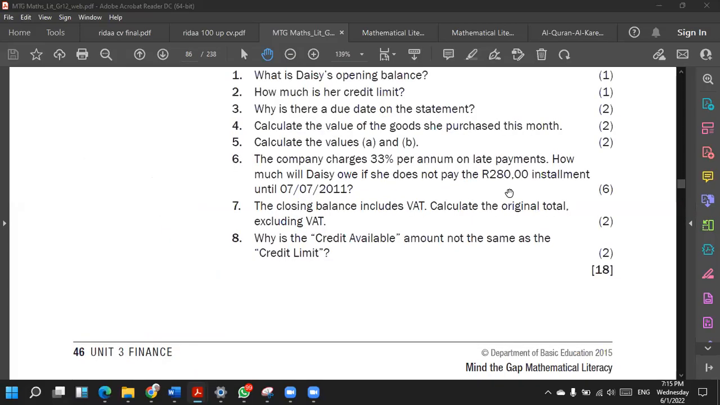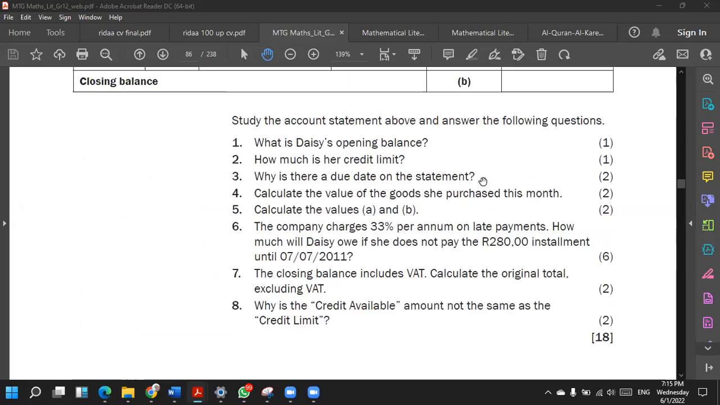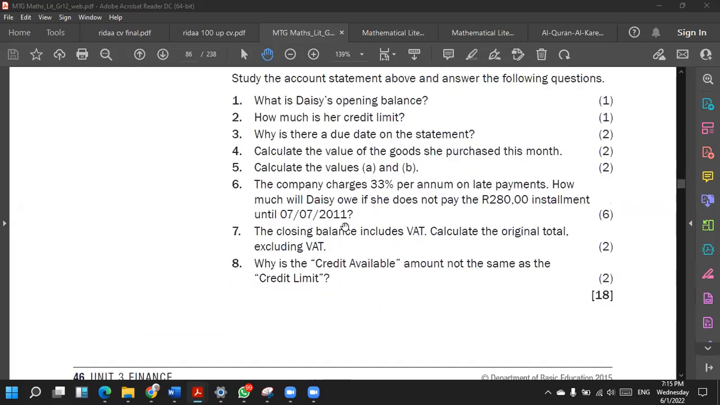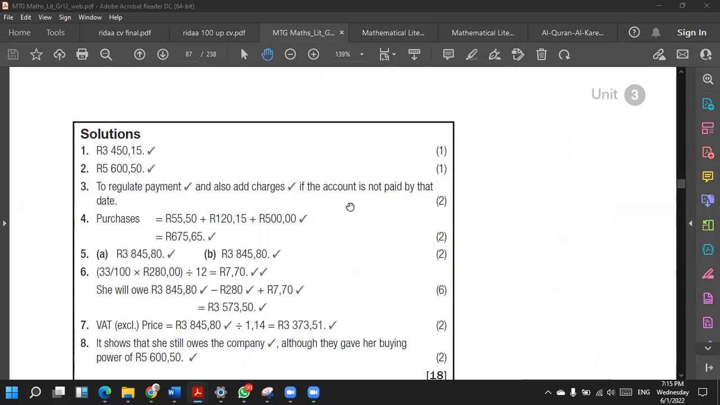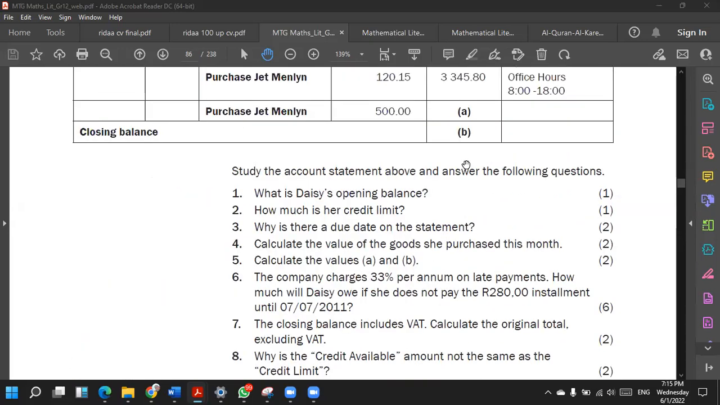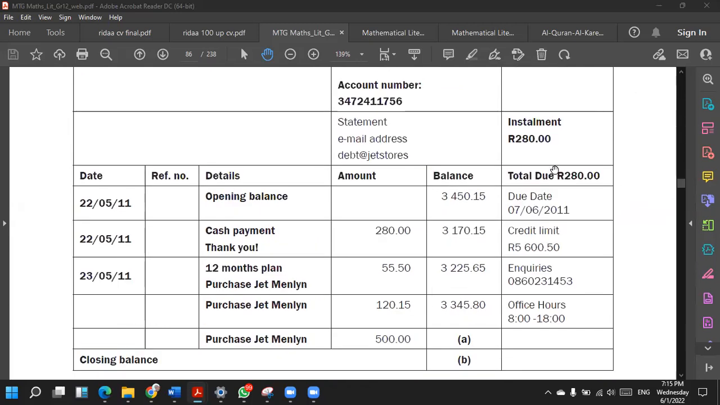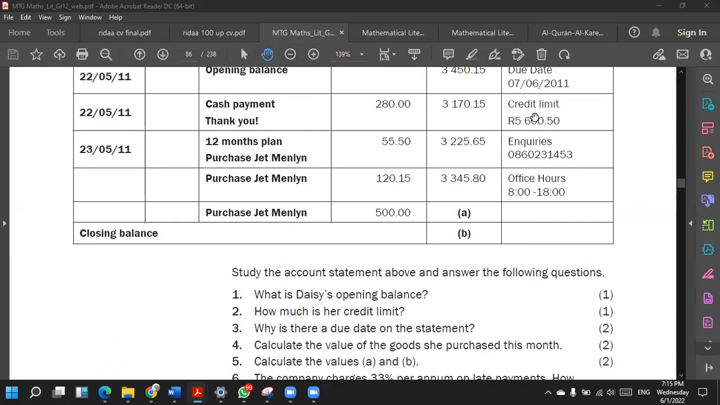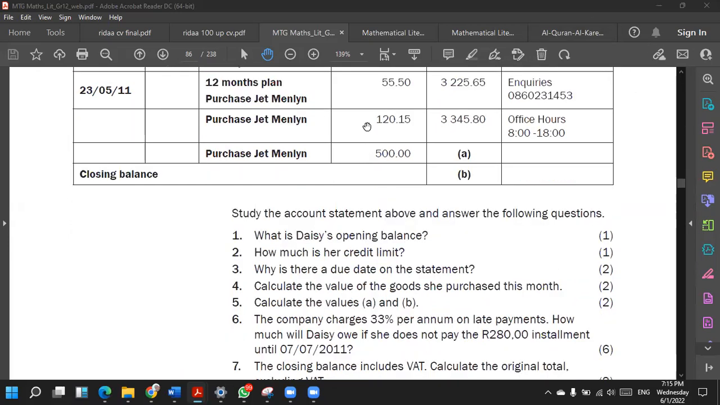Okay, so that is the due date on the statement, the 7th of June 2011, and it's just like the regular charges if the person doesn't pay at that date. Usually if you have an account, you have a due date to pay your amount. So it's just to regulate the payment and to add charges if the person goes over that due date and didn't pay it. So just try to keep that in mind.